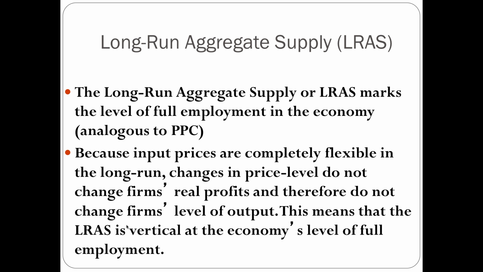Now, because input prices are completely flexible in the long run, changes in the price level are not going to change firms' real profits and therefore do not change firms' level of output. This means that the long-run aggregate supply is vertical at the economy's level of full employment. So for example, let's say the price level went lower. In the long run, firms are going to pay workers less, input prices are going to go down, and aggregate supply is going to adjust to that. But that's only going to happen in the long run, because in the long run, those input prices change and aggregate supply adjusts to that input price changing.